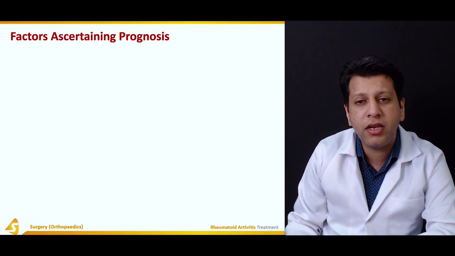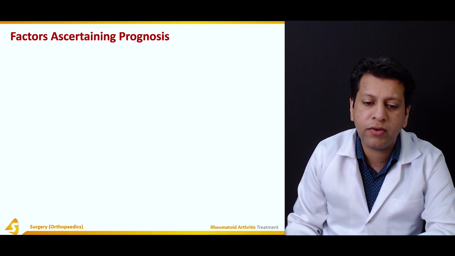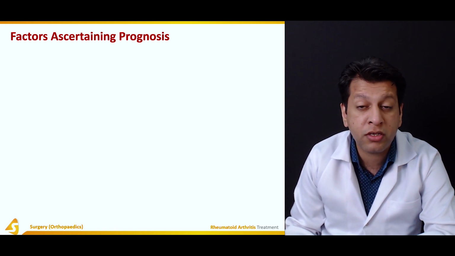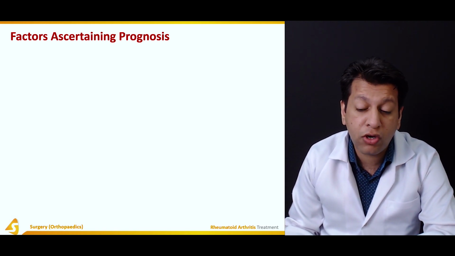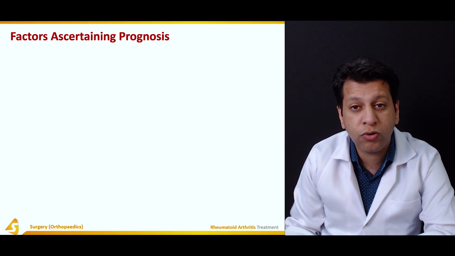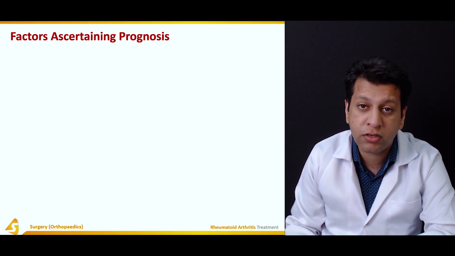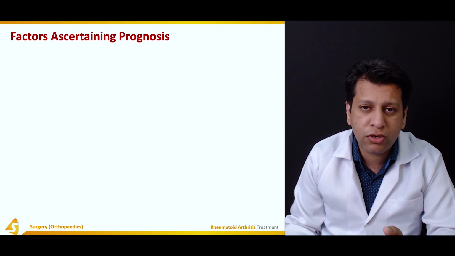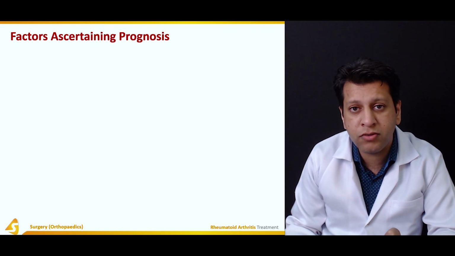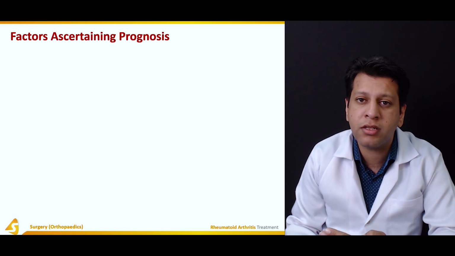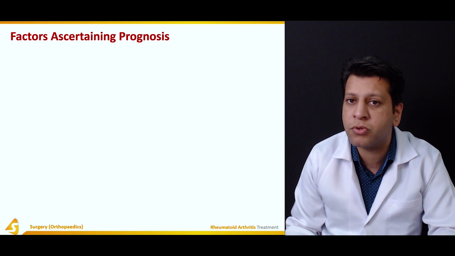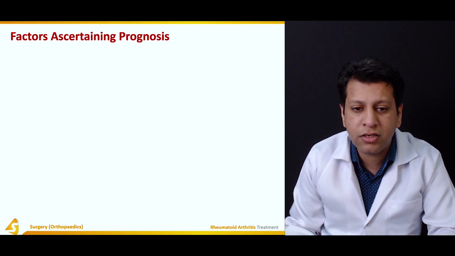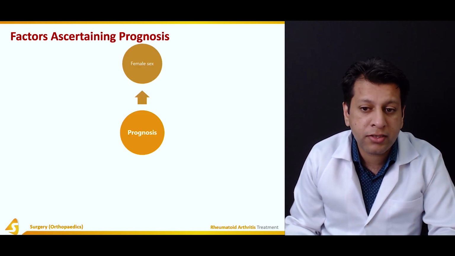Now, we need to be very clear what are the factors which ascertain prognosis. If a patient comes to you before the initiation of treatment, we need to be certain how this disease will progress after the initiation of treatment. Although it's not clear cut that you can say this is how it will progress, there are certain factors which determine its progression, and these include female sex.